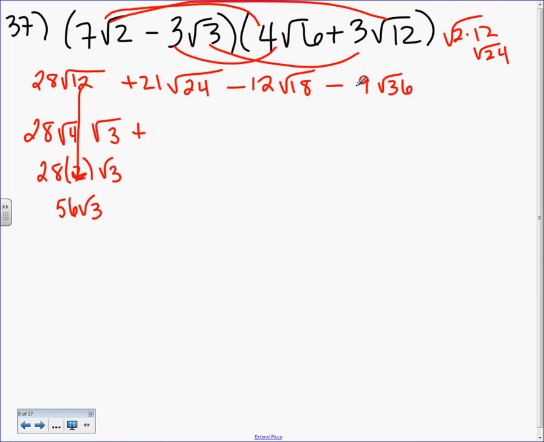I'll do one more, and then I'll make you do these two by yourself. So 21, what's the highest perfect square that goes into 24 evenly? 4 with what left over? 6, right? What is the square root of 4? 2. So now I can multiply these together. 21 times 2 is 42 with the square root of 6 left over.